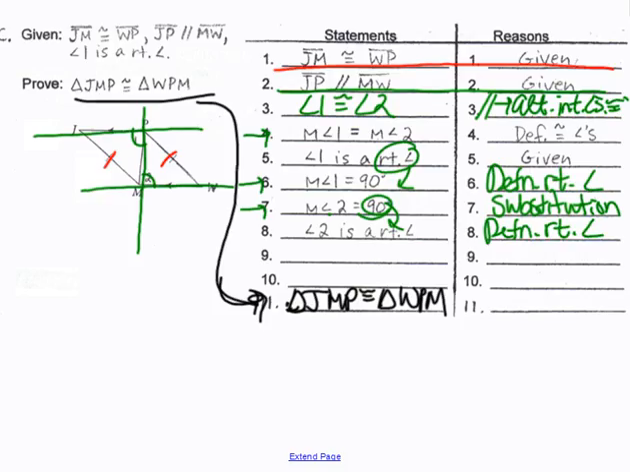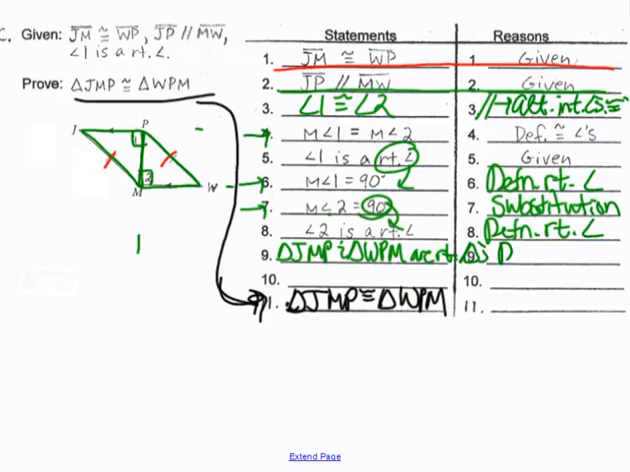And then here I am again. Am I going to say that if they're right angles then they're congruent? Well, I've already had they're congruent, so I'm betting they want me to say that they're right triangles. Yeah. So I'm going to say that triangle JMP and triangle WPM are right triangles by the definition of a right triangle.